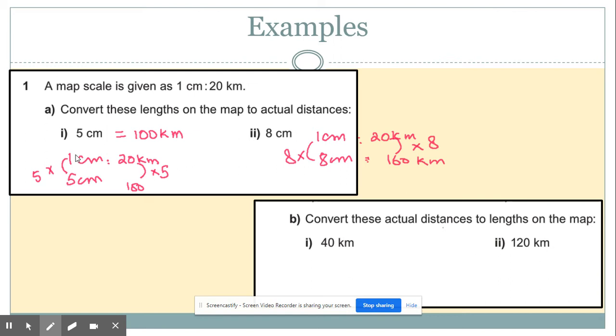Now the actual distance is given. We have to find out the length on the map. So what are we going to do? We can still do it in that way. 1 centimeter ratio 20 kilometers, which is given in the question. Now I have this side, 40 kilometers, will be equal to how many centimeters?